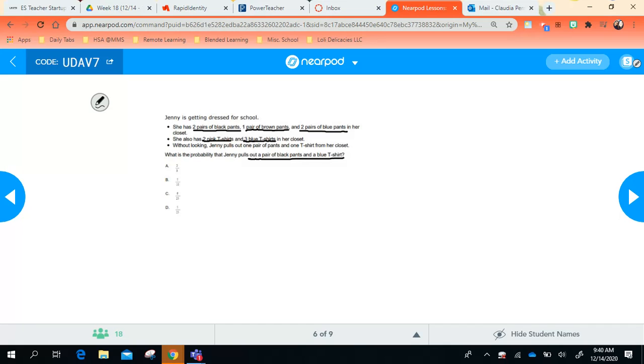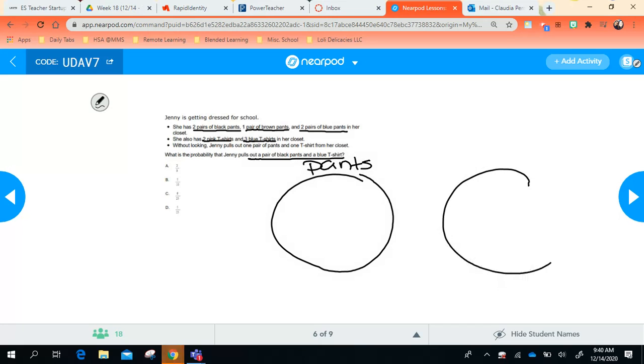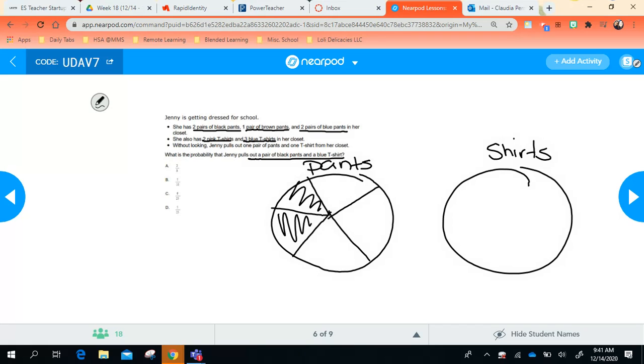So, let's look at this one way. This is kind of similar to a question that we looked at last week. I know that Jenny has all these pants, right? She's got 1, 2, 3, 4, 5 pants. So I'm going to do this one way, and then maybe we'll look at another way. So she's got pants, and she's got shirts. She's got 1 black, 2 black. She's got a brown because Miss Pernas doesn't have the color, so we're not going to color it in. And she's got 2 blue pants.